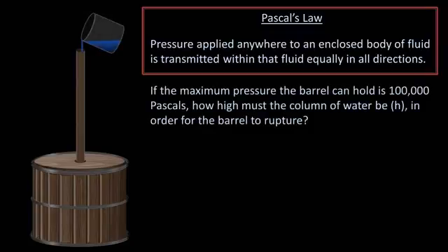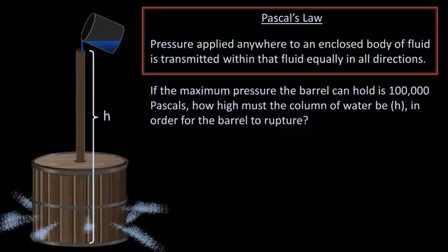If the maximum pressure the barrel can hold is 100,000 pascals, how high must the column of water be in order for the barrel to rupture? We know that the primary equation of hydrostatics is the pressure gradient is equal to the density of the fluid times acceleration due to gravity times h. In this case, when we talk about the maximum pressure the barrel can hold, it actually refers to the maximum pressure gradient. In other words, the pressure inside can be no more than 100,000 pascals greater than that outside, which is presumably atmospheric pressure. 100,000 pascals is not an atypical value for a wooden barrel.